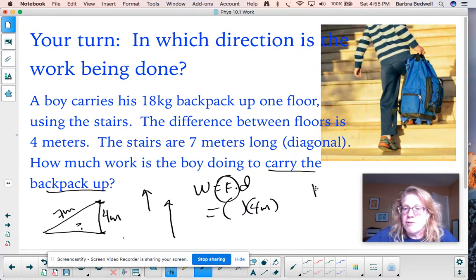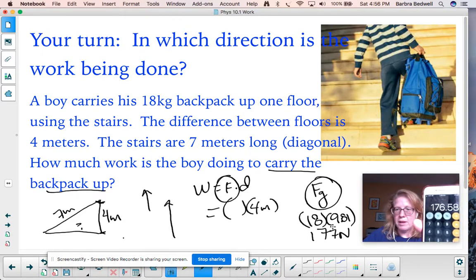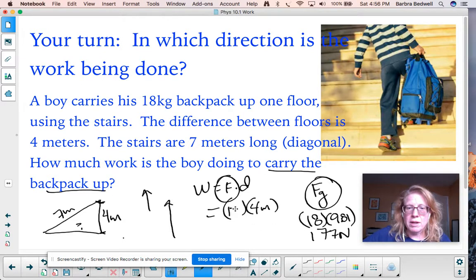In this case, the force that we're talking about is weight. You're working against the weight of the backpack. So what is F_G? Well, the weight of the backpack is 18 kilograms times 9.81. That's how we calculate weight, and it's one of the commonly done tricks in these sorts of problems. 18 kilograms times 9.81 gives you 176.58 newtons of weight. So when you're doing your force here, it's actually 177.